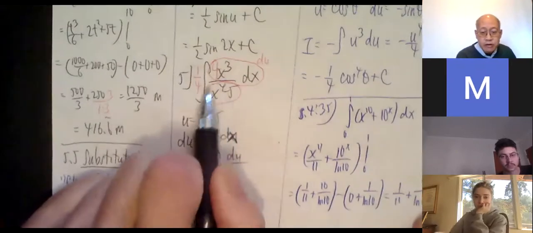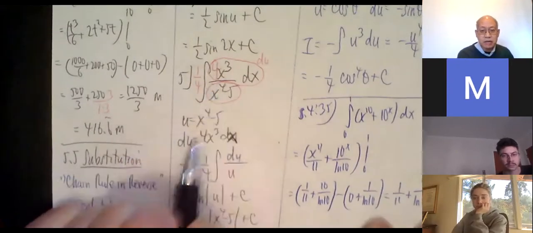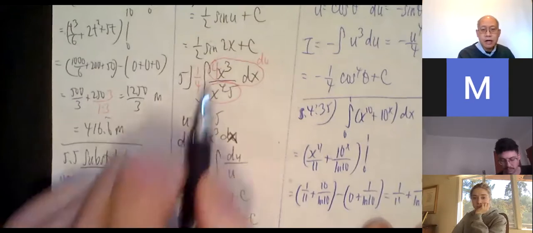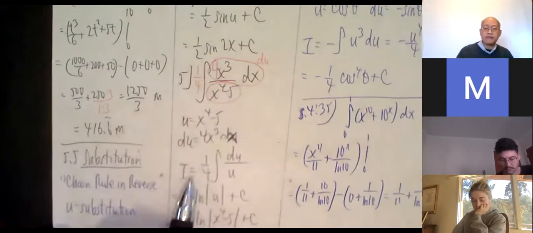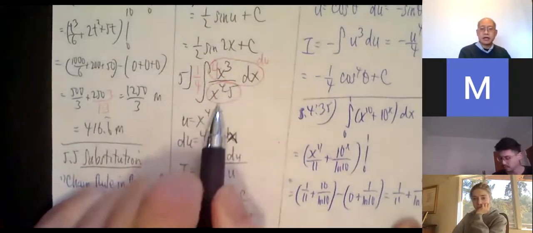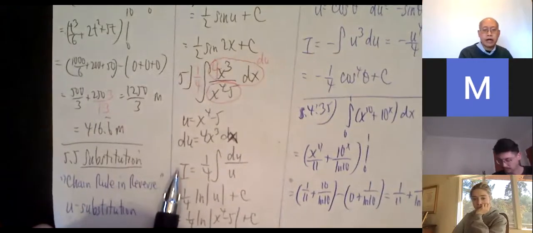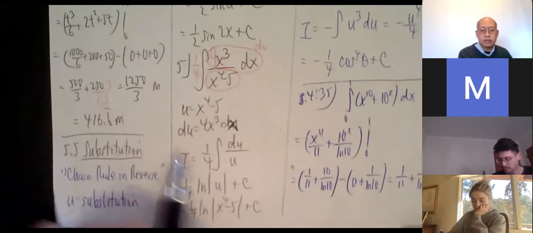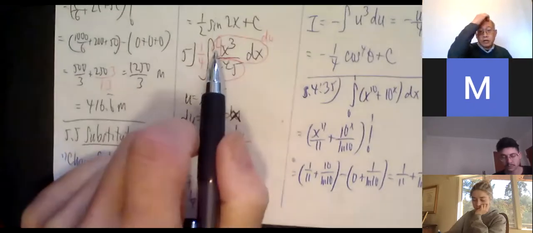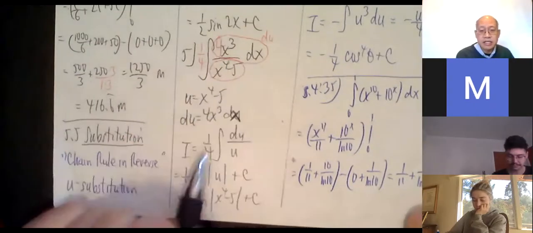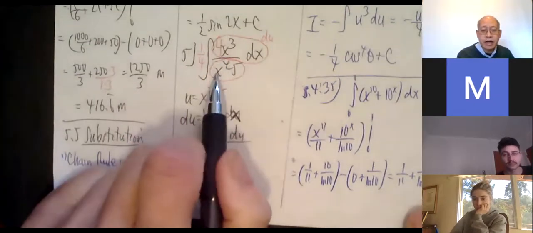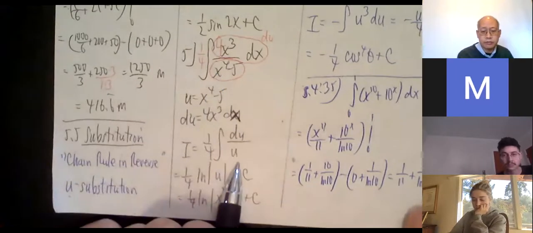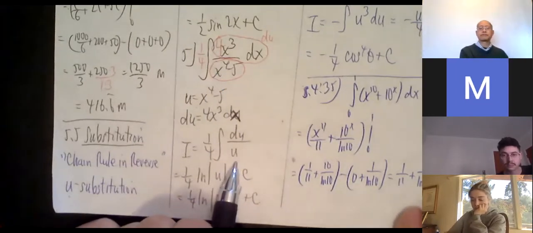Now I've circled this. The next step, that's going to be my u. I now have 4x cubed dx. Change that to du, and this is u. So I now have the integral, the original integral, 1/4. The numerator is 4x cubed dx, that's du, divided by x to the 4th minus 5, which is now u. And there we go.